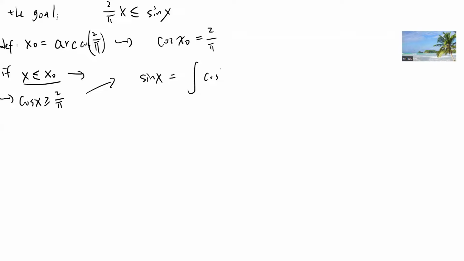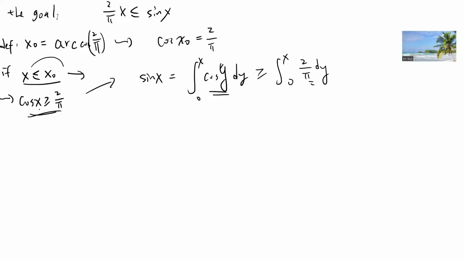So I can write sine x using calculus. I can do the integration of cosine y from 0 to x. Because I know that x is less than or equal to x0, and cosine is decreasing, I can replace this by 2 divided by pi dy. So this is 2 divided by pi x.